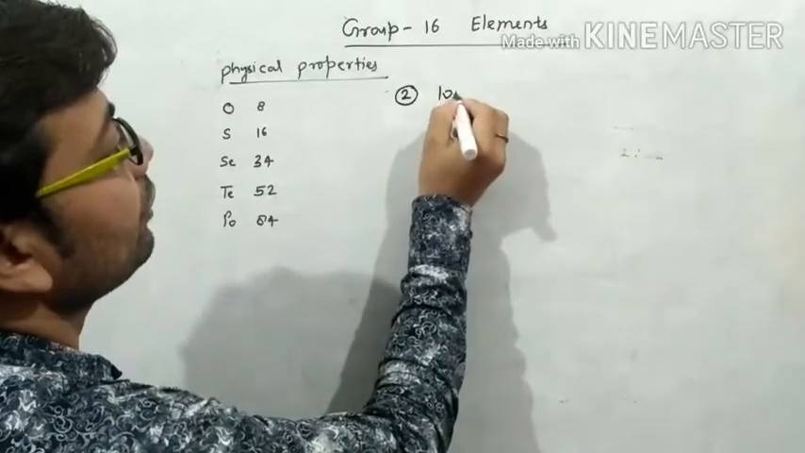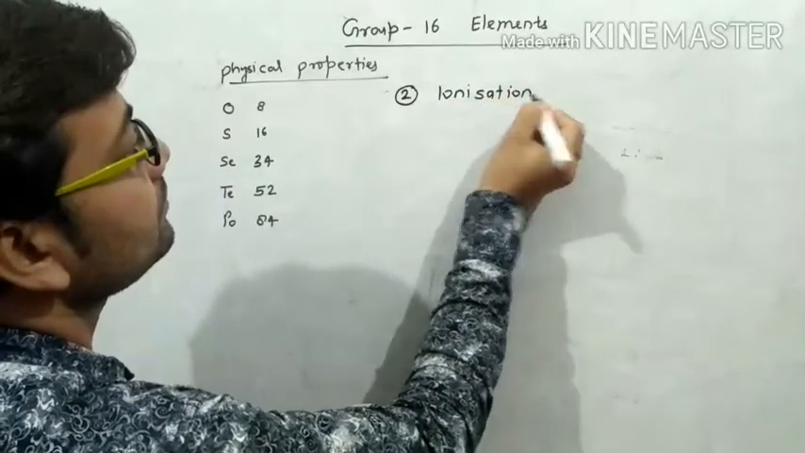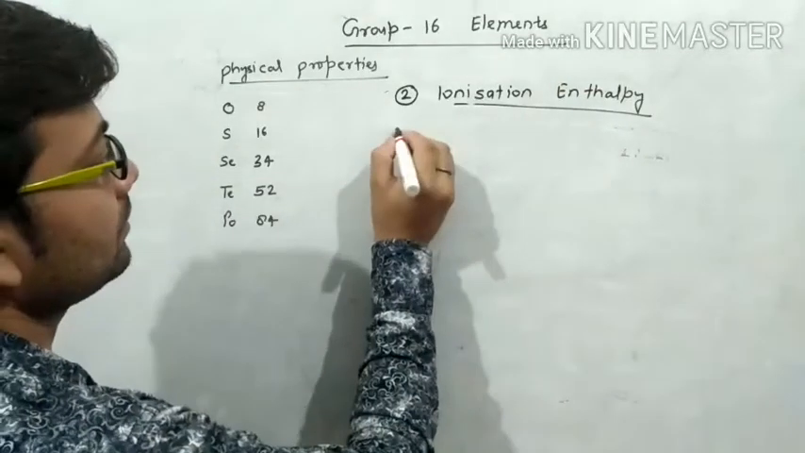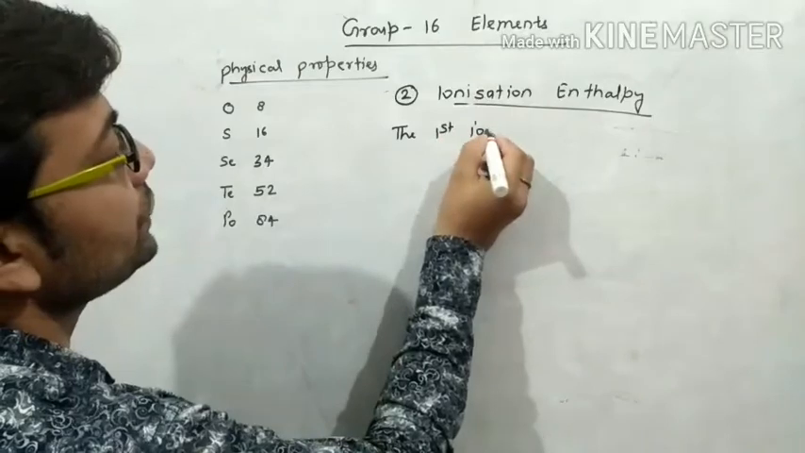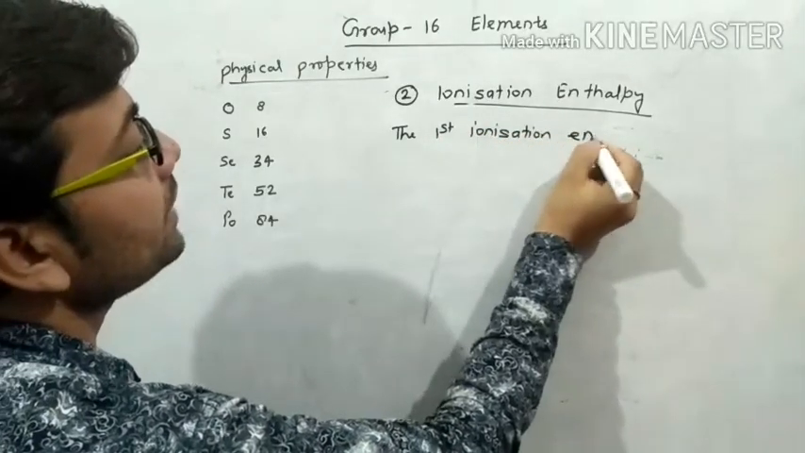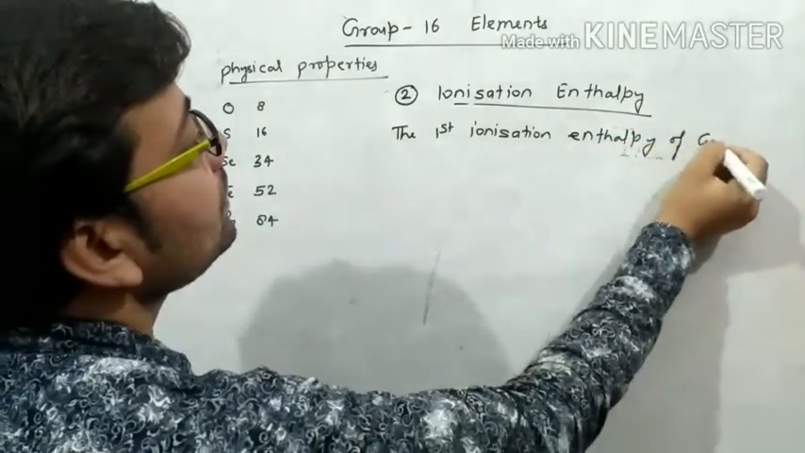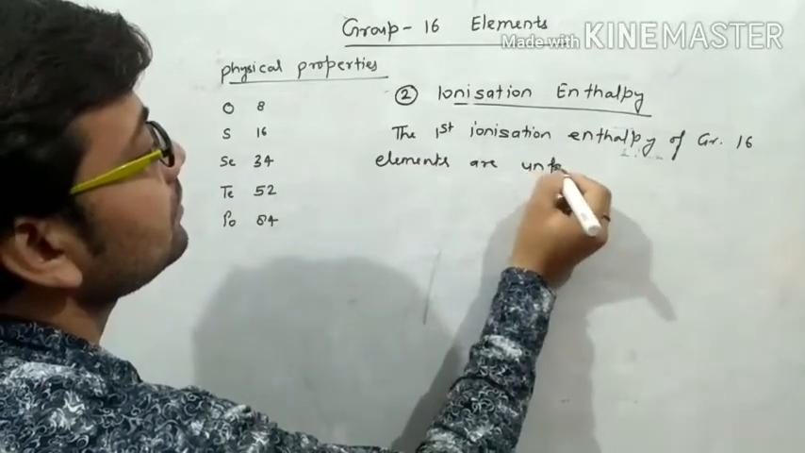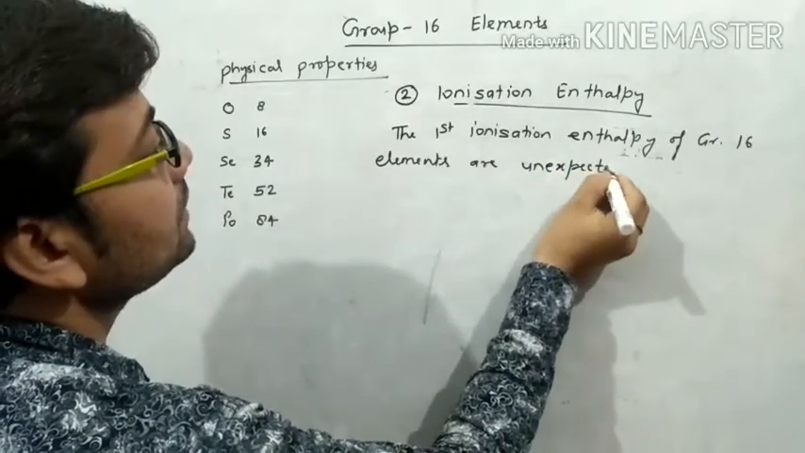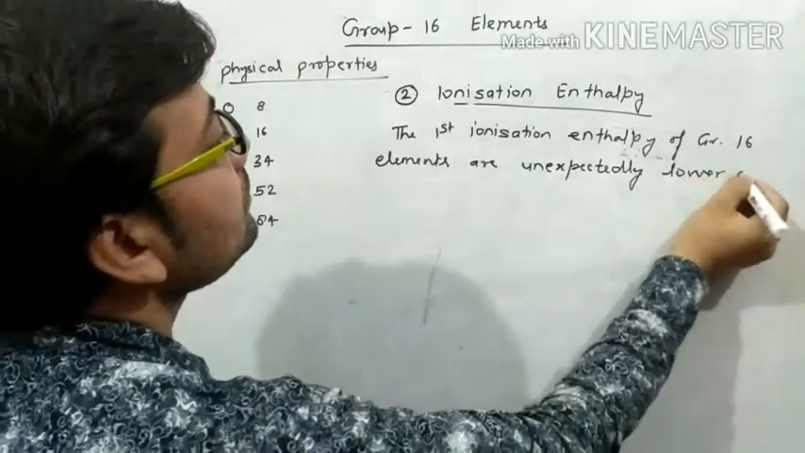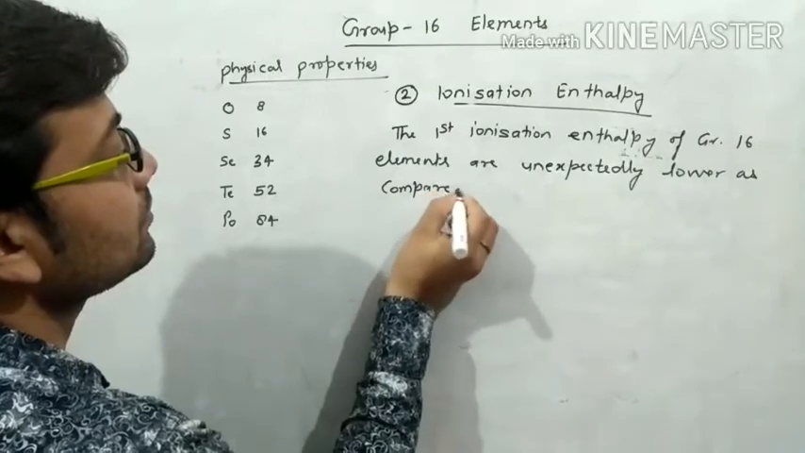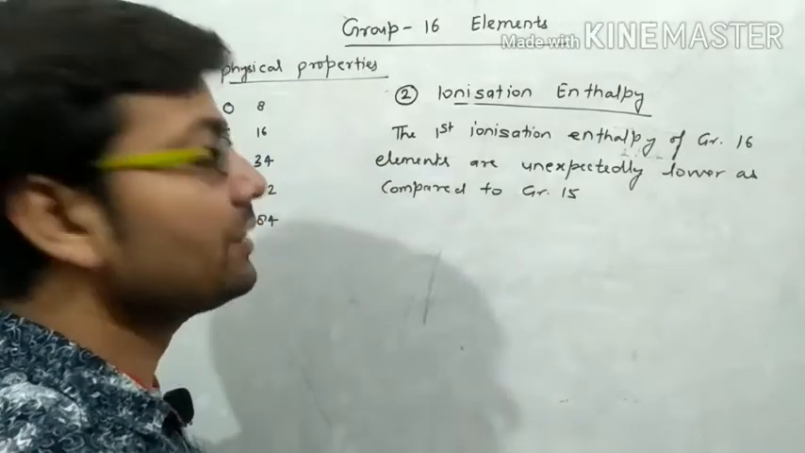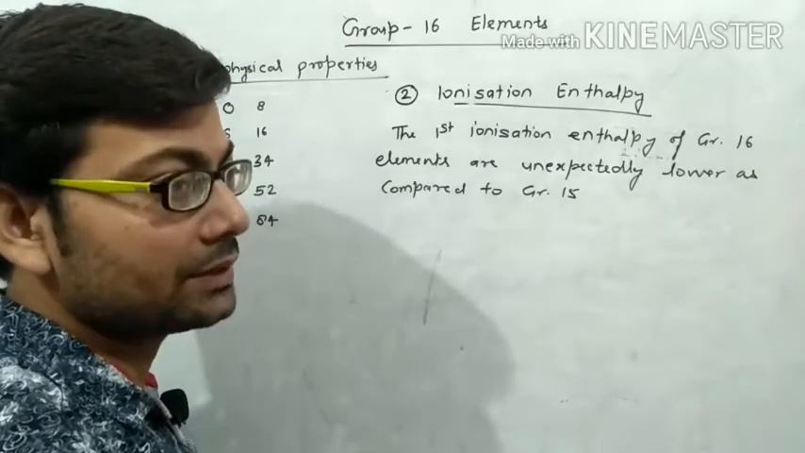The second physical property is ionization enthalpy. The first ionization enthalpy of group 16 elements is unexpectedly lower as compared to group 15, because in group 15 there is a symmetrical electron distribution.